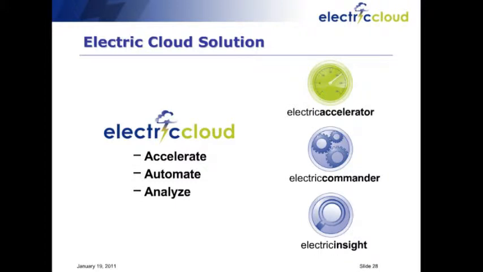So what does the Electric Cloud solution look like? In short, we have 3 products. Really 2 product lines. Electric Accelerator is all about making the build fast. That uses the power of the private cloud to make your software build go fast.